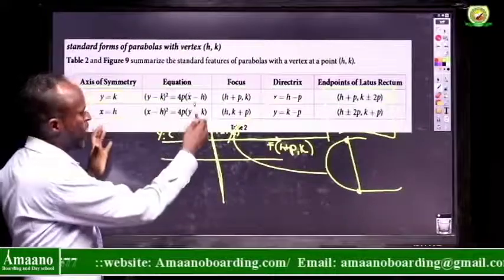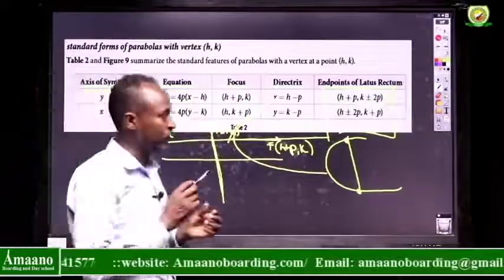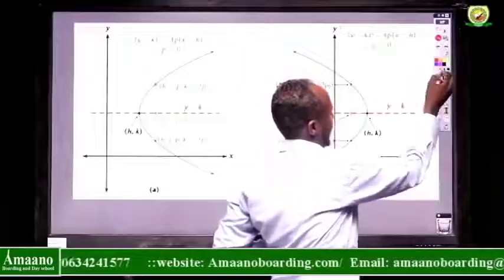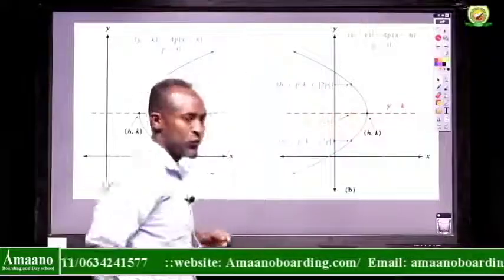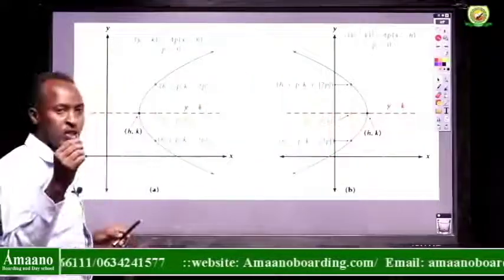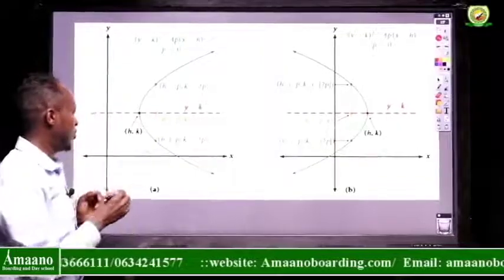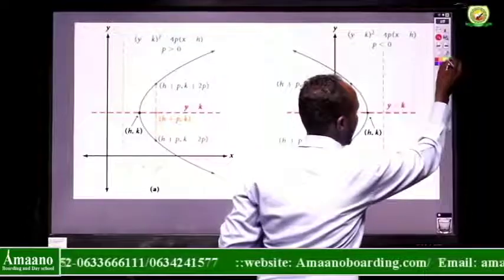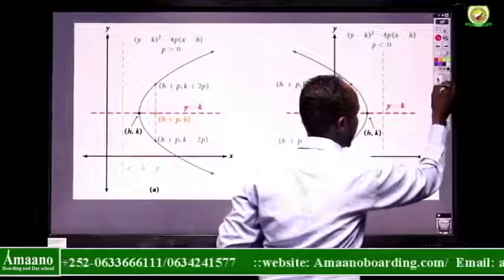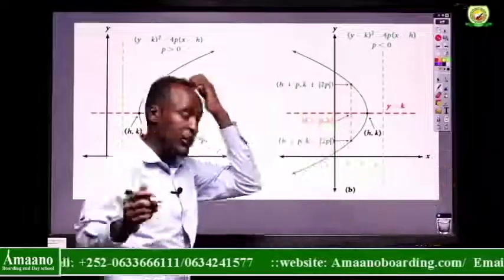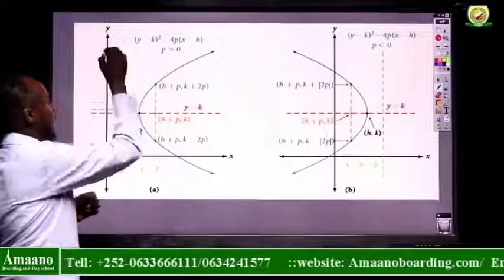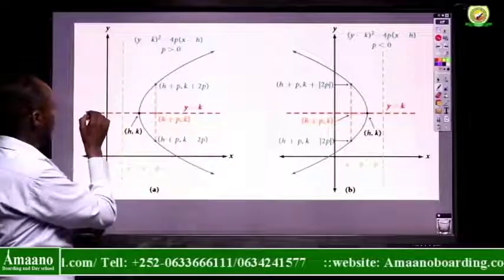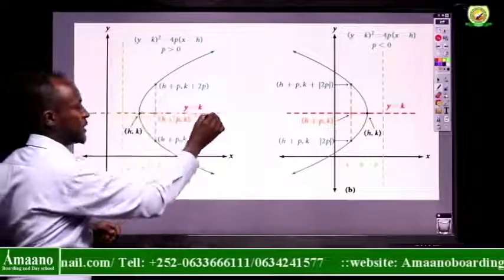Therefore, these are the standard formulas of a parabola with vertex h and k. Also here we have the graphs of the parabola where the center is h and k. Look, this is a parabola. Here we have horizontal parabolas where the vertex is h and k. Look here. This is the y-axis and this is our x-axis. This is the axis of symmetry. That is the axis of symmetry.